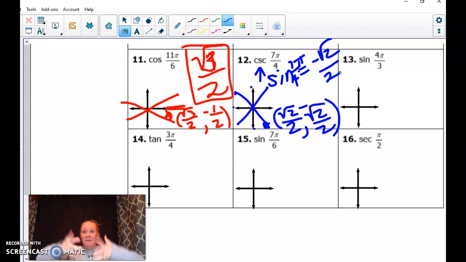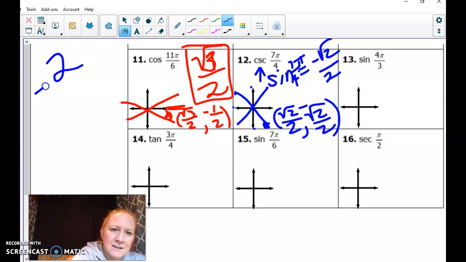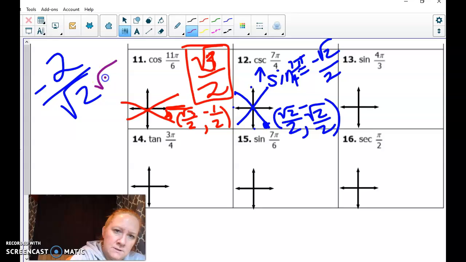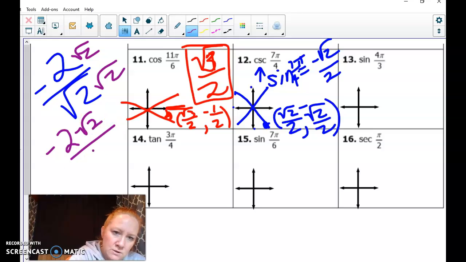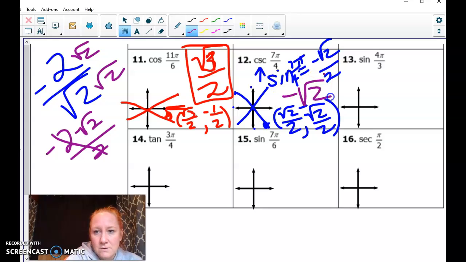Okay, so now I've got to flip that. So I get 2, it's going to be negative over square root 2. So that gives me negative 2 root 2 over 2. Simplify. So this ends up being negative square root 2.